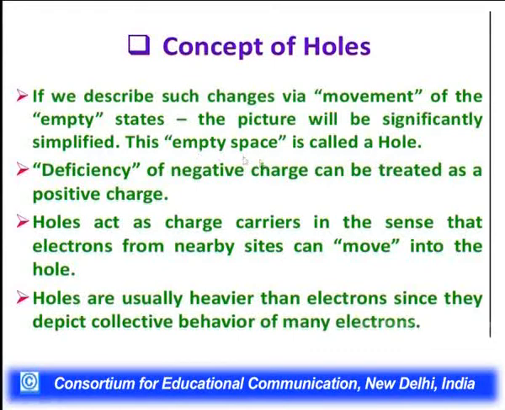It means the empty space is called the holes, because now no more electrons are available in the valence band, and they are moved into the conduction band and the holes are created, meaning empty space is created. Deficiency of the negative charge can be treated as the positive charge. As the electrons move from the valence band to the conduction band and holes are created, the negatively charged electrons move to the upper state. Now here we have the vacancy, and this vacancy will be represented by the positive charge.